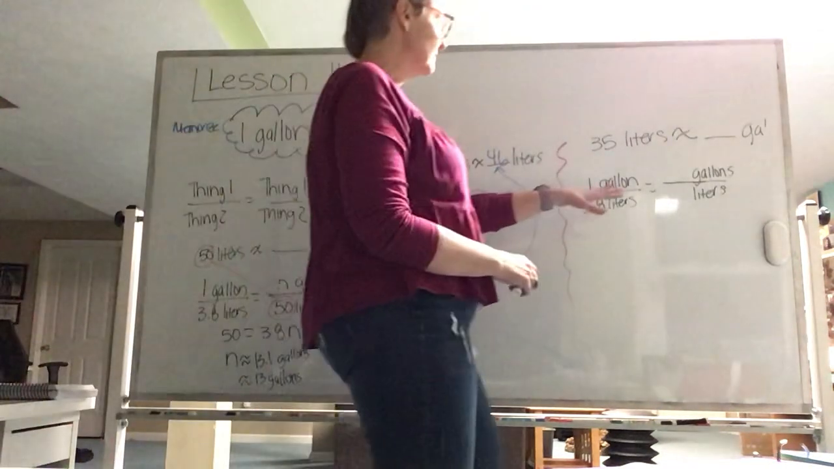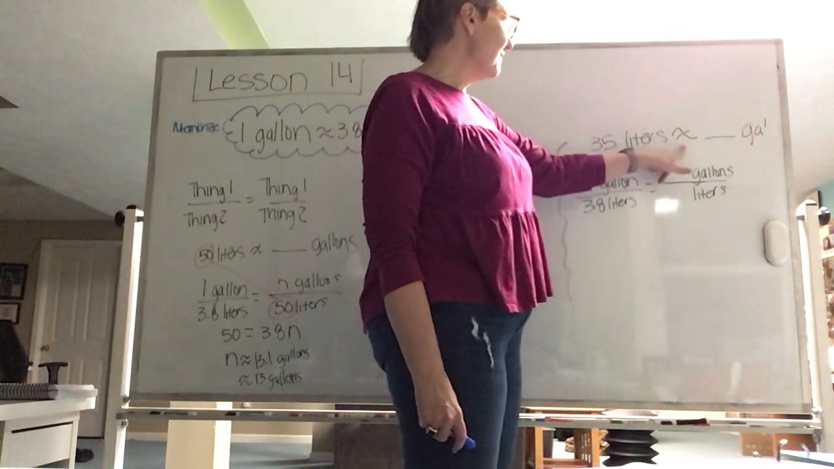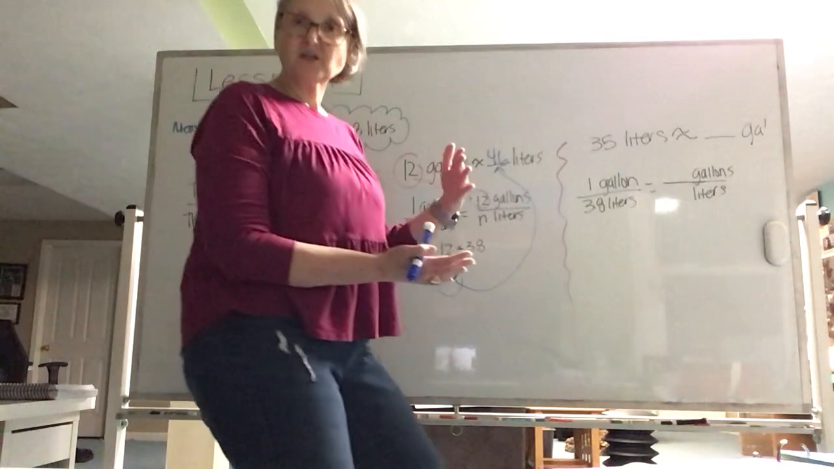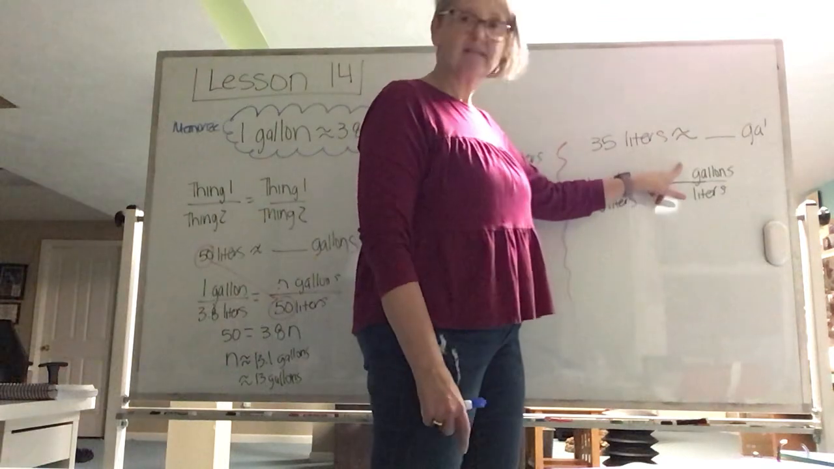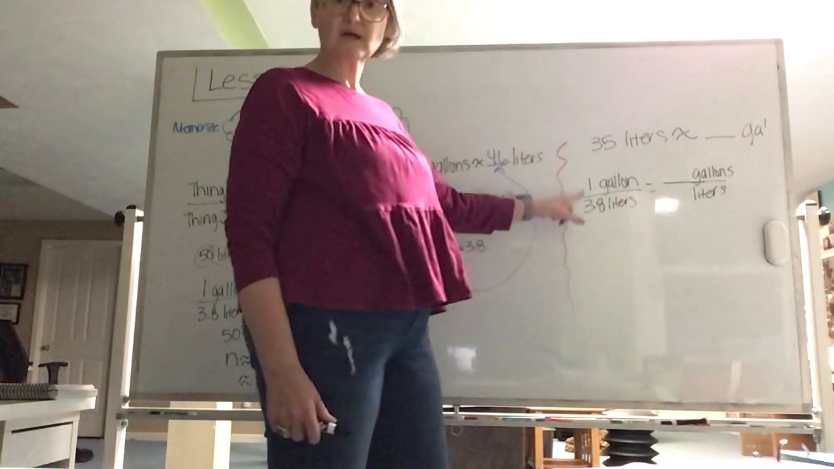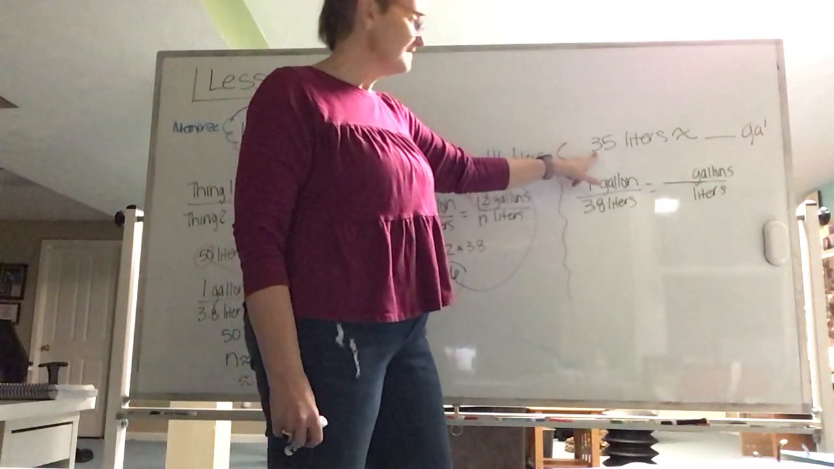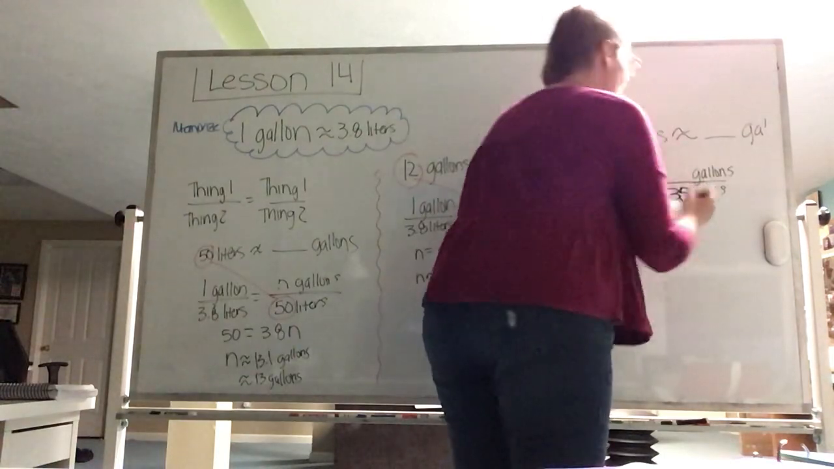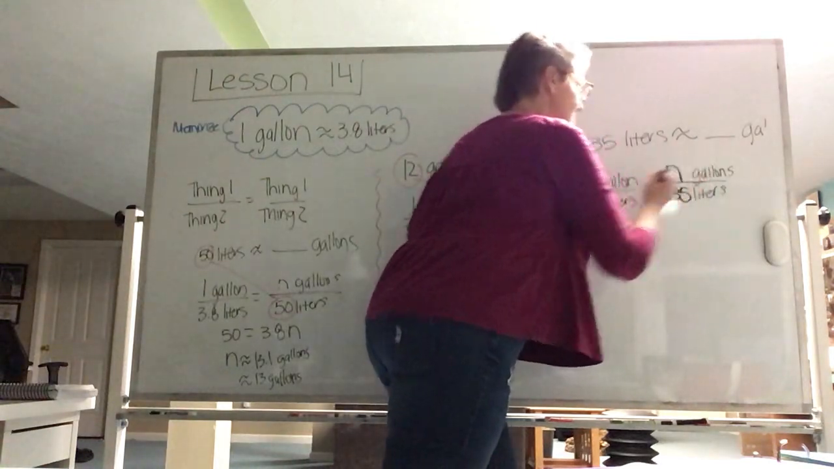Now, the last problem. I have 35 liters, and I want to know about how many gallons that is. Thing 1 to thing 2, thing 1 to thing 2. Gallon to liters equals gallon to liters. So in this case, I know this. This is my memorized math fact, so I can always set this up. In this problem, I have 35 liters. So that goes down here with the 35. Over here, I don't know how many gallons I have, so I'm going to call it N.